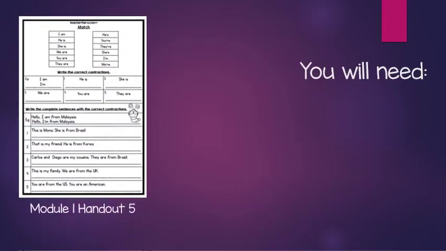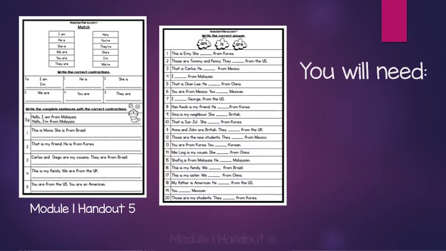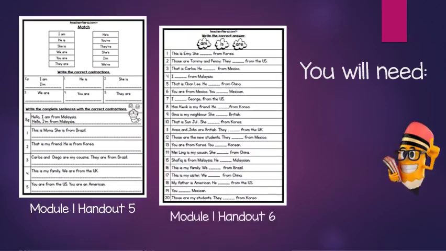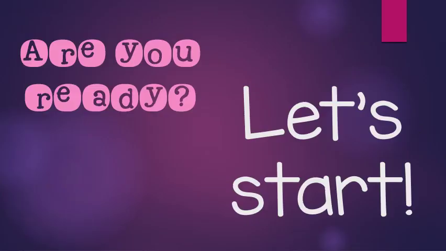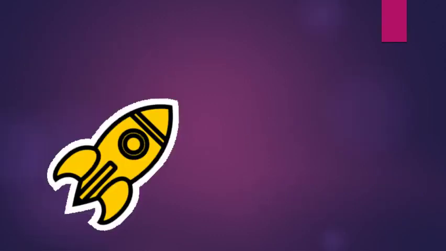So for today's lesson, you will need Module 1, Handout 5, Module 1, Handout 6, a pencil, an eraser, a ruler, and also a red pen for you to mark later. Do you have everything ready? Okay, let's start.